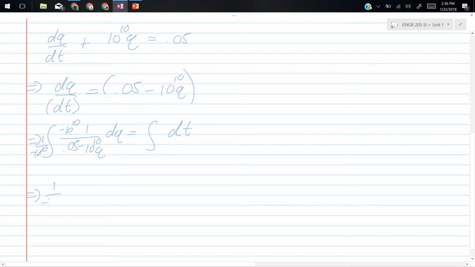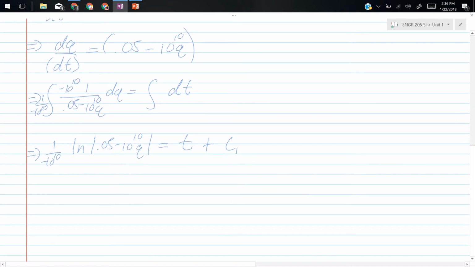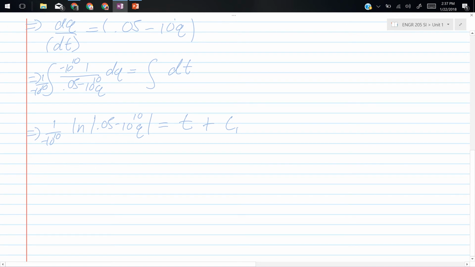this will become 1 over negative 10 to the 10th times the natural log of the absolute value of 0.05 minus 10 to the 10th q, since it's an integral, and this will equal the integral of dt, which is just t, plus some constant. I want to say C1. I could have put a constant on either side, but I just chose to put it on one because I'm just combining it together for the sake of the integral. So I don't have to have two constants and later combine them into some other C2 or C3.